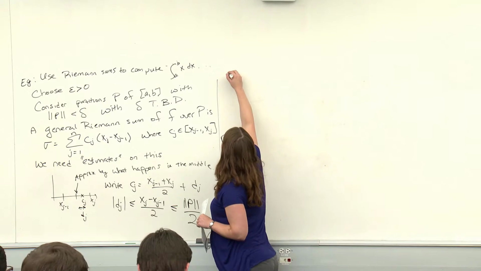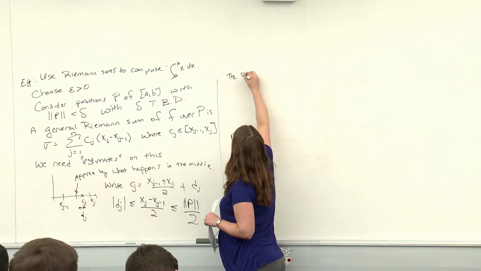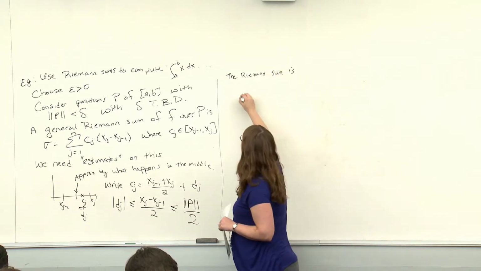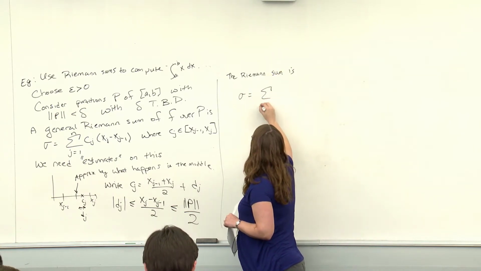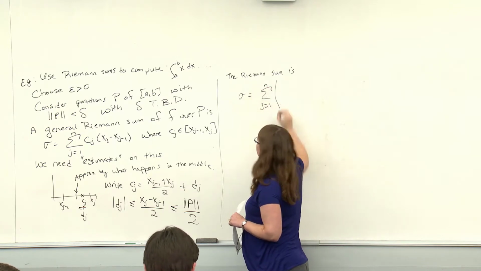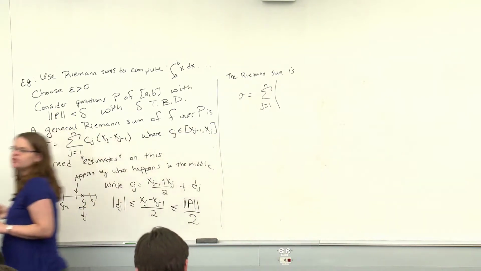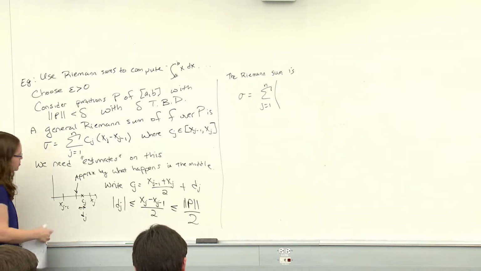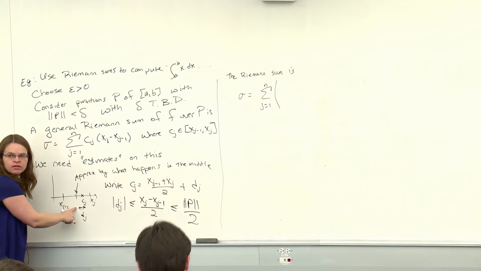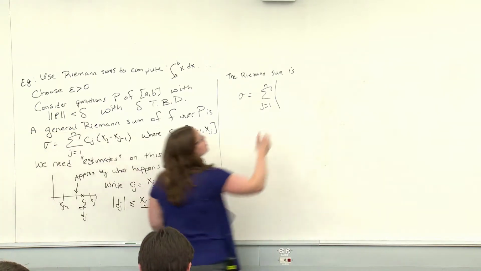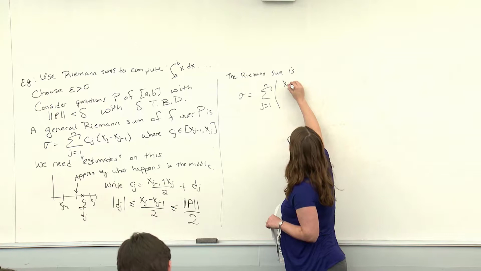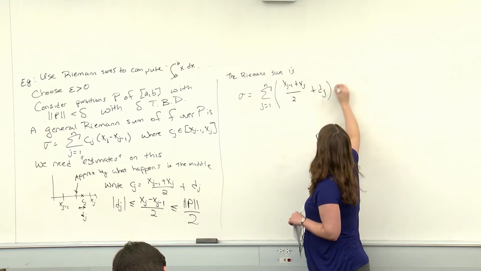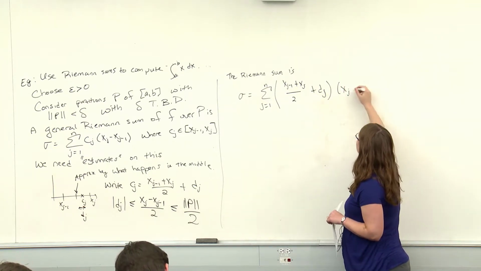Okay, so let's go back to our Riemann sum. So the Riemann sum was sigma j equals 1 to n. Now we had this cj, and now we've written cj in a different way, right? We've written it in terms of the midpoint plus the error we made. So this is xj minus 1 plus xj over 2 plus dj times, so that's our height, and this is our base.